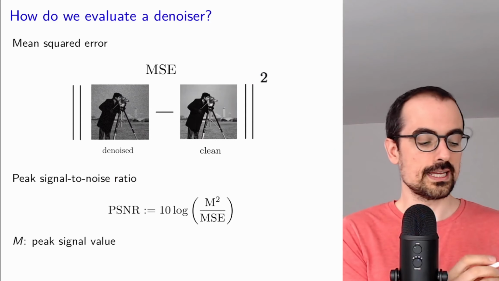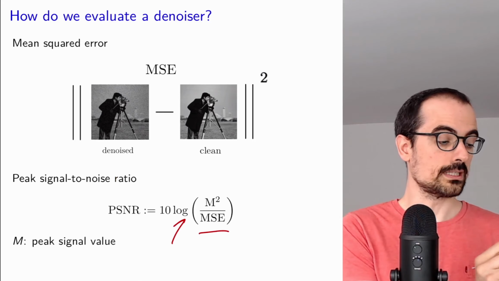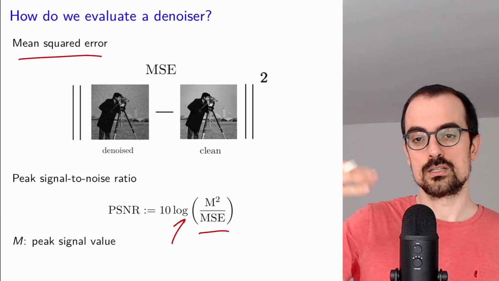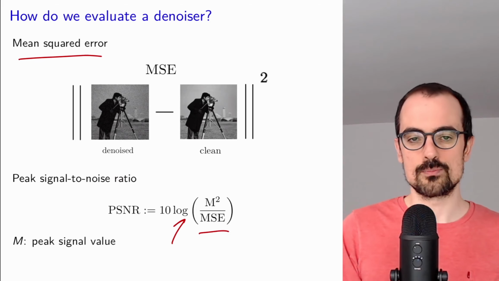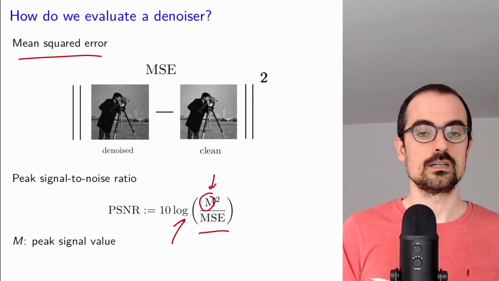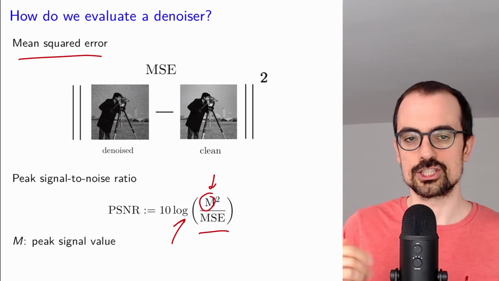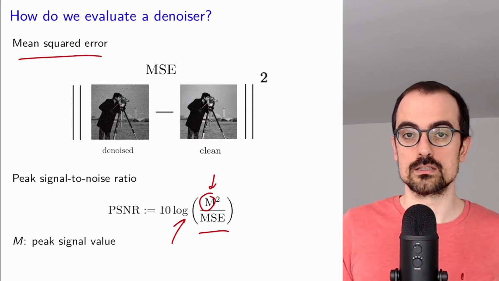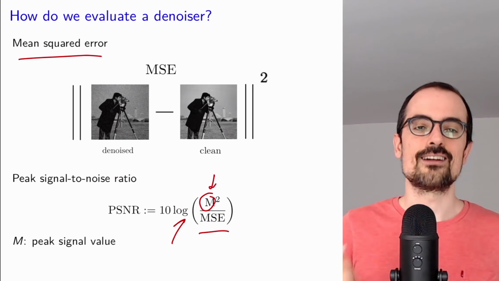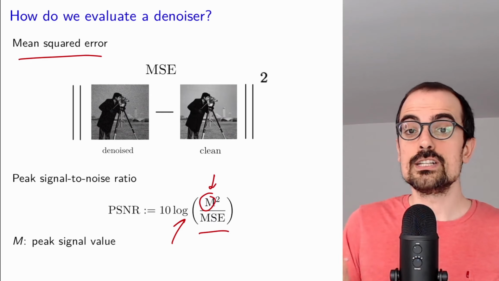We usually take a logarithm of the MSE, of the mean squared error, because it's easier to interpret this way, and we compare it to the peak value of the signal that we're interested in. So you can just think of that M as a constant that changes depending on the type of signal that we're considering, and the PSNR is essentially the logarithm of the inverse of the mean squared error. This is a very general metric.